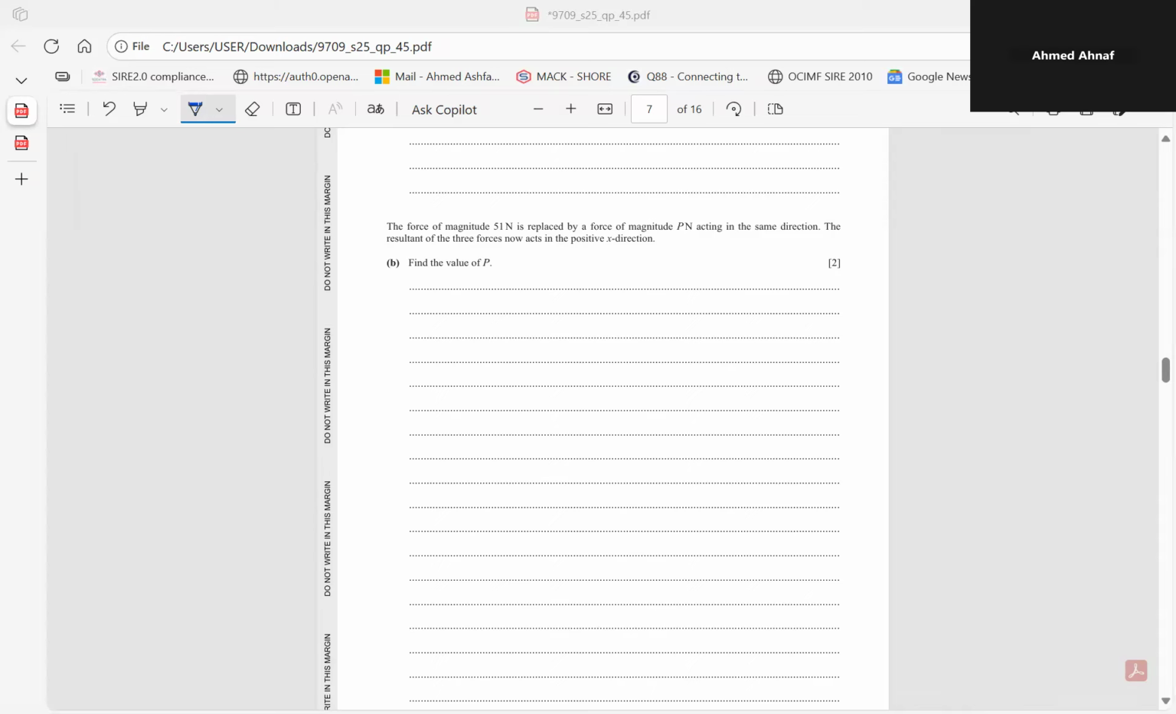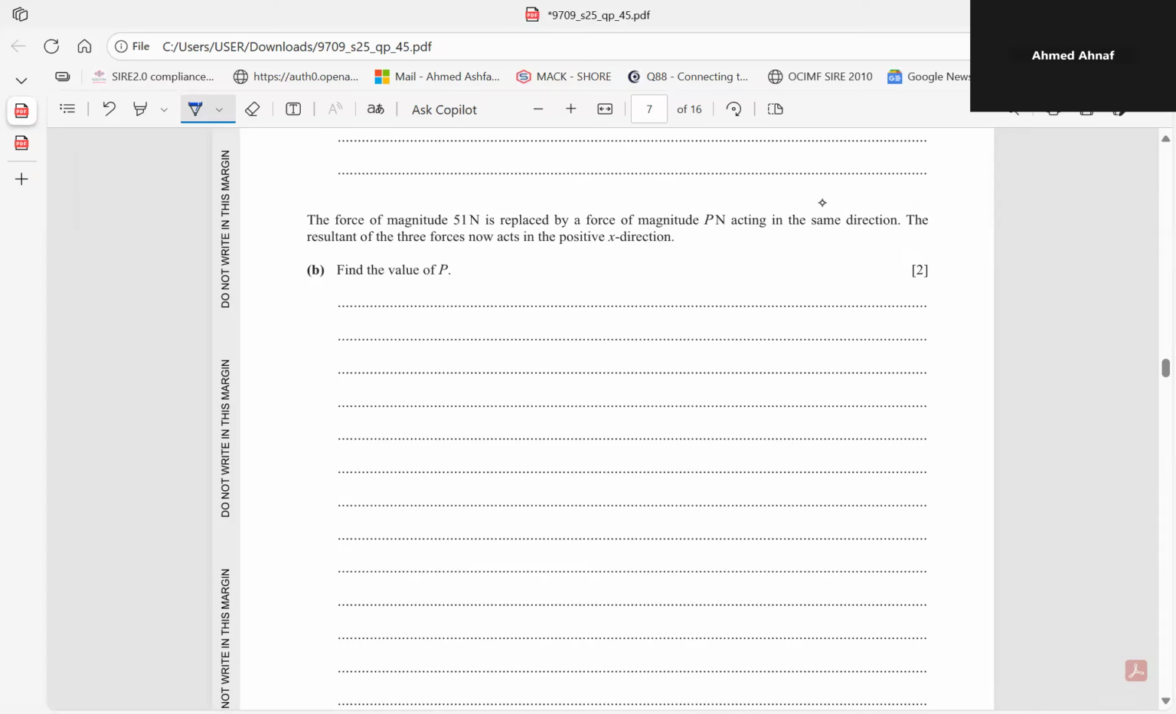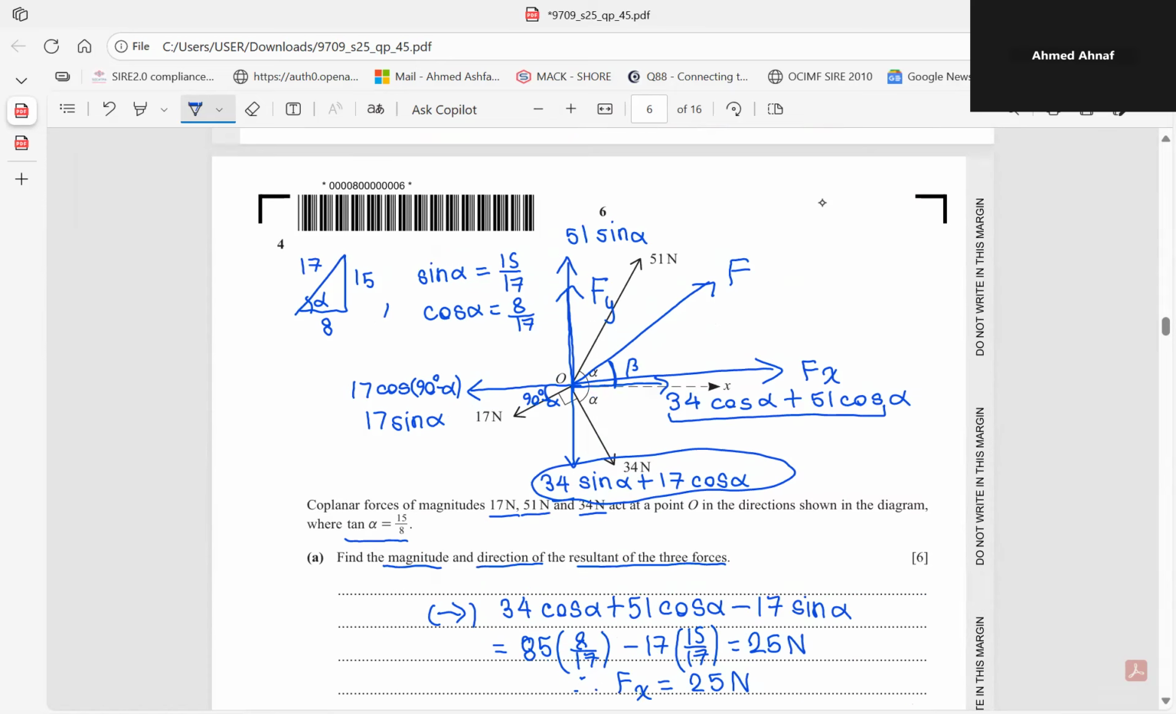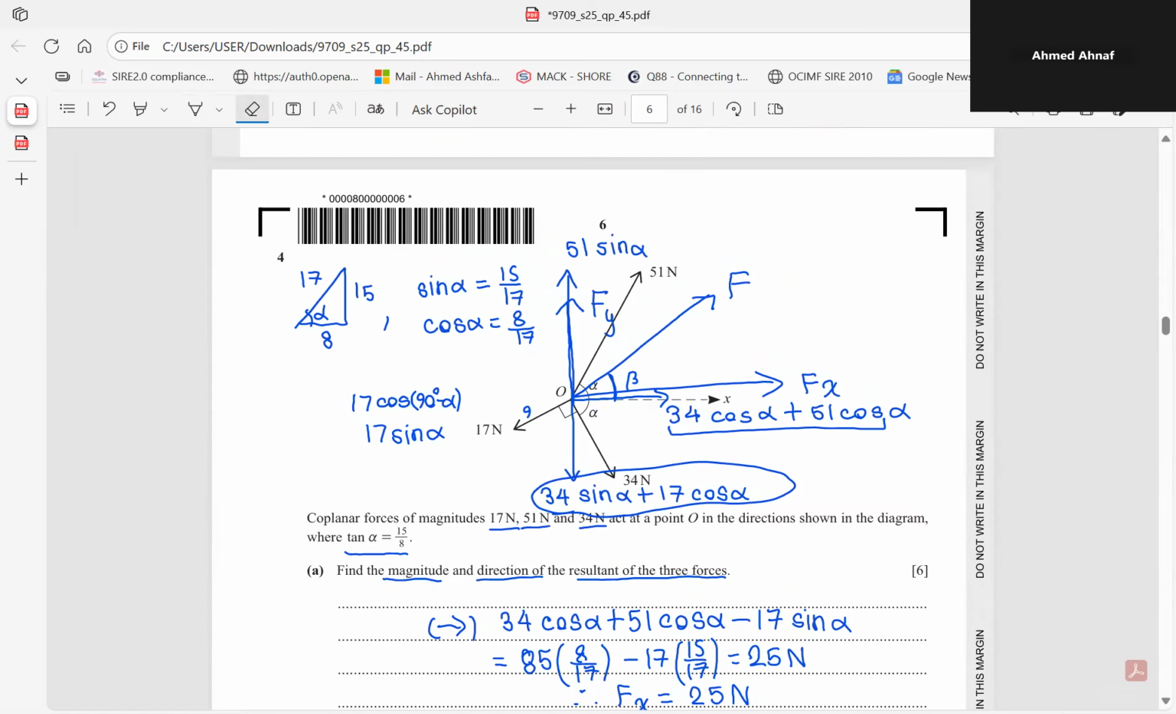Okay, so for this second part, we're told that the force of magnitude 51 newtons is replaced by a force of magnitude P newtons acting in the same direction. The resultant of the three forces now acts in the positive x direction. So using this, you have to find the value of P. Okay, so I'm going to erase all this so that we can start fresh.